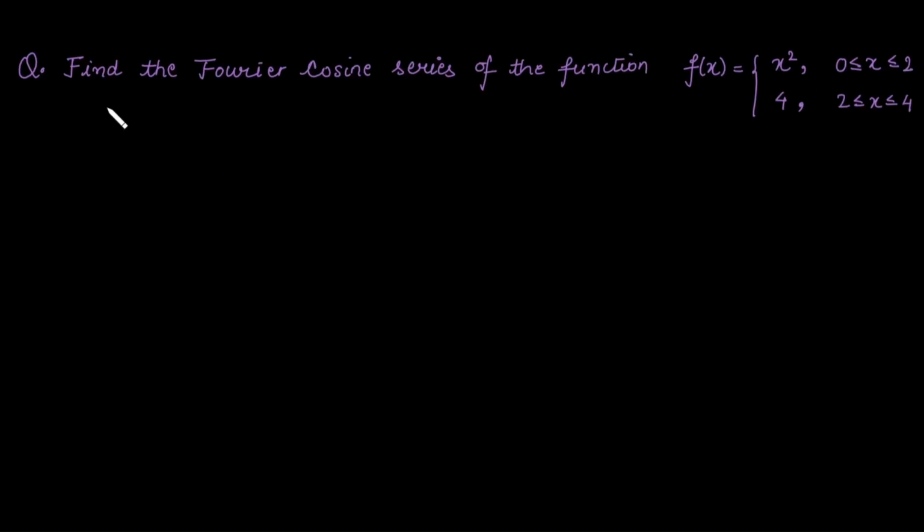The next example is find the Fourier cosine series of this function. This function is from 0 to 2, the function value is x square. From 2 to 4 the function value is 4. So in this case, how to write the Fourier series?